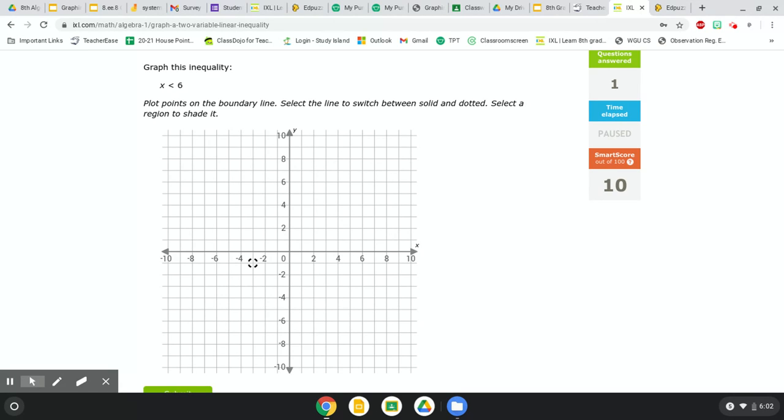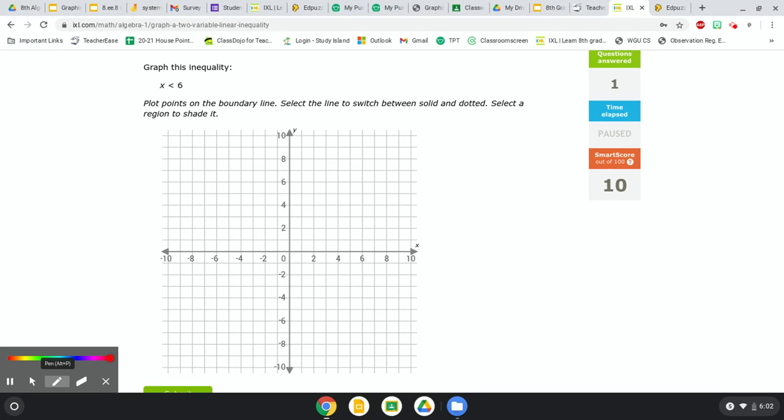So the next thing you're going to do after this is actually work on the Google Slides activity. It's a drag and drop type of thing. But I thought I'd just show you how iExcel works as well. Okay, so for this one, it's telling us to graph that inequality where it says x is less than 6.